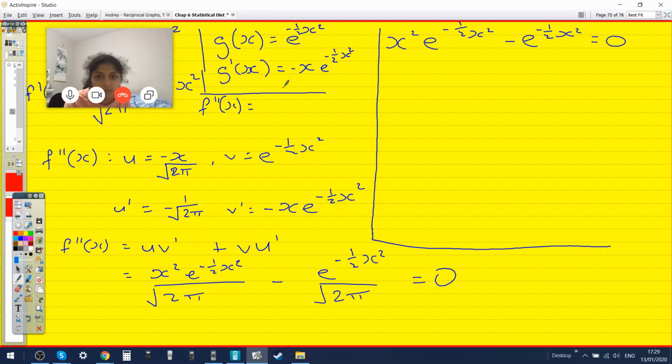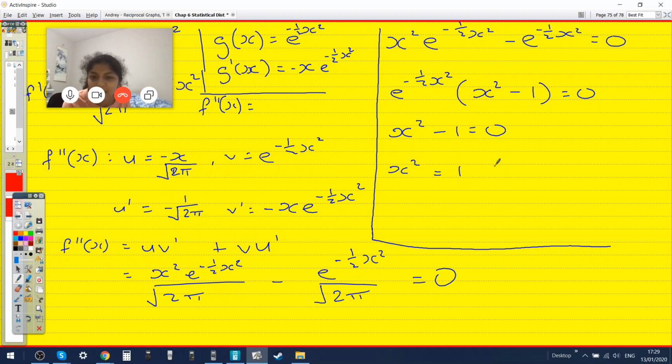How did you solve your very first quadratics? Factorize. Do it. So just factorize out e to the power of minus half x squared. And then you get x squared minus 1 is equal to 0. So then x squared is equal to 1. Or x squared is equal to 0.